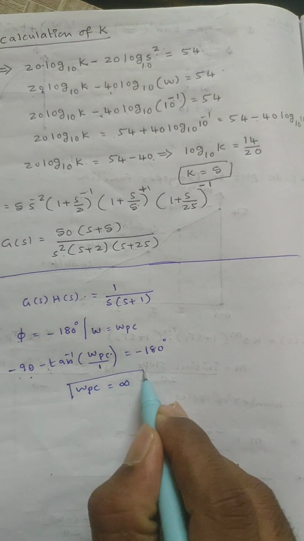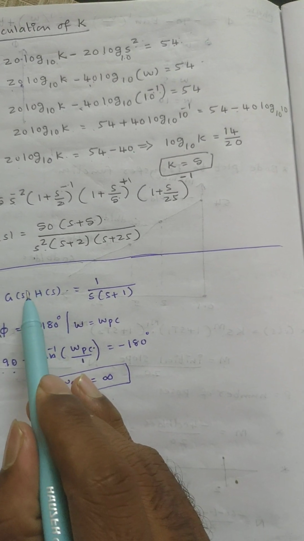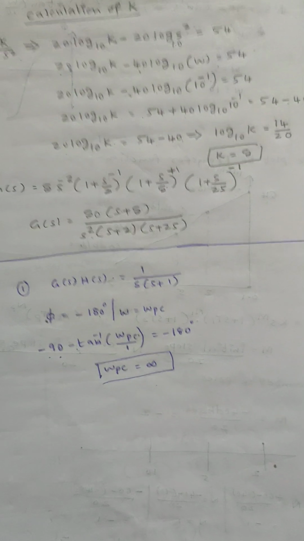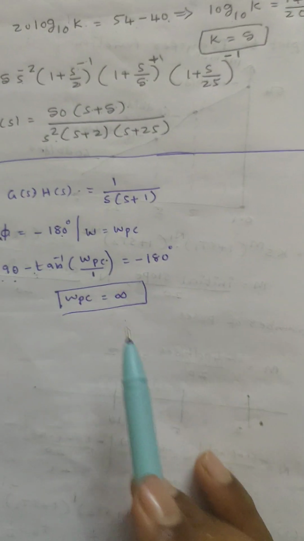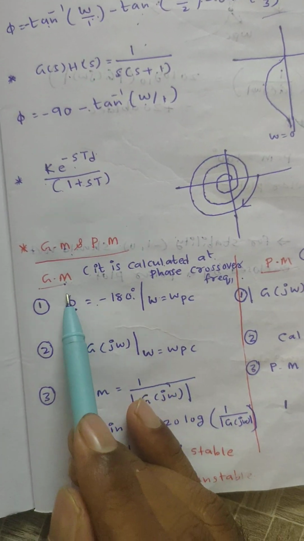That means first this is the phase angle. We need to calculate the gain margin. To calculate the gain margin, first we need to equate phi to minus 180 degrees. If I equate this value, omega PC is equal to infinite, right? This step is completed. Step 1 is over.